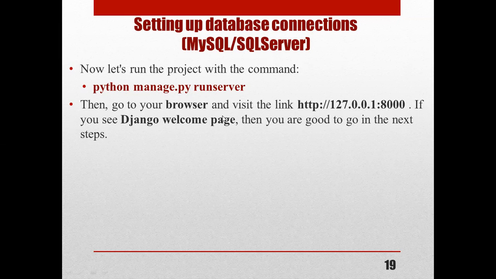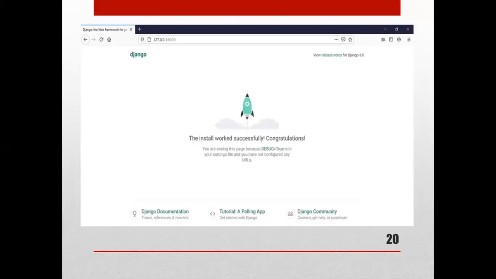So if we see the welcome page, that means we are working correctly, and we can follow the next step. Here you can see that after entering this address in your browser, you will see this page. This is the Django environment page. Okay, that means we have installed successfully, and we are performing the right steps.